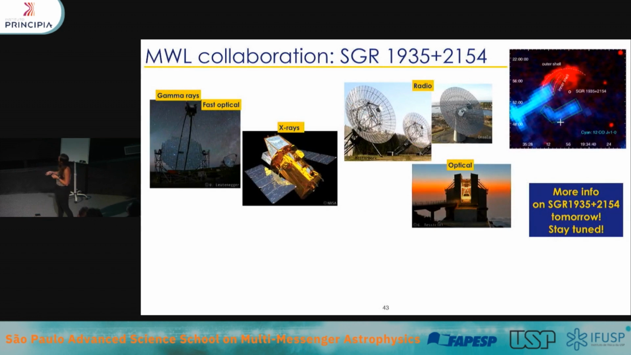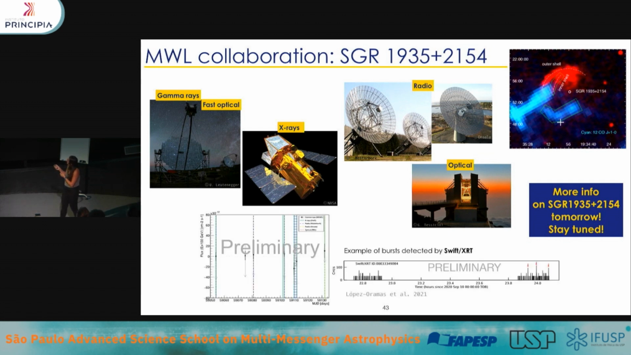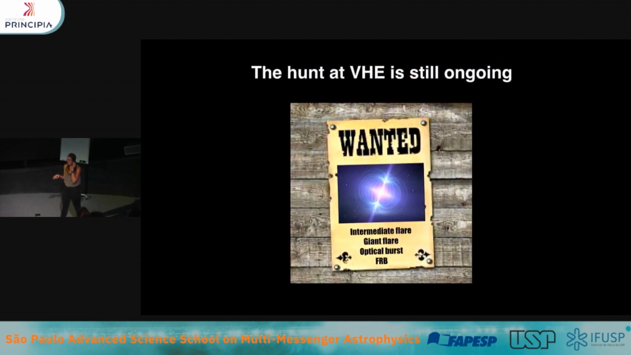But let me tell you that, for example, we have been doing some campaigns on a galactic magnetar called SGR-1935. Remember this name, because tomorrow I will be talking about it a little bit more. But for the moment, we have not detected any very high energy emission. For example, sometimes in X-rays they see this outburst, and in a joint campaign with some radio colleagues and some optical colleagues, we have not detected anything. So for the moment, magnetars are still avoiding us at very high energies. And we have not detected a giant flare, optical bursts, intermediate flares, or FRBs, which is a bit of a hint to what we will be talking about tomorrow. And tomorrow you will see why I put this fast radio burst thing here.